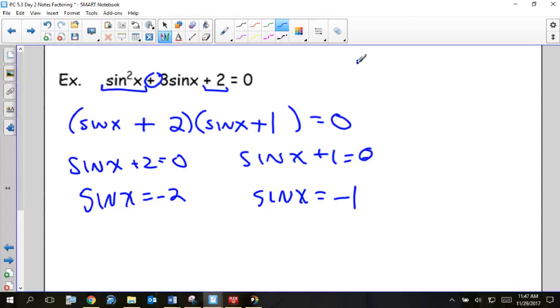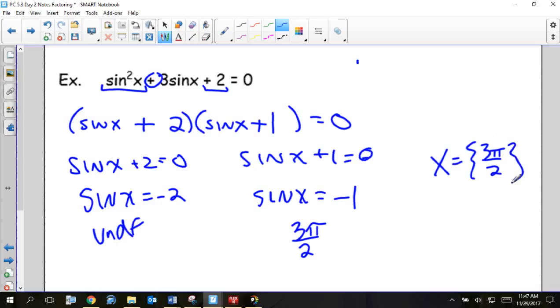And I'm going to say, where is sine x equal to negative 2? Never. It's not, right? So it's undefined. We're not going to use that piece of information at all. How about where is sine x equal to negative 1? 3 pi over 2. You could say negative pi over 2 if my restrictions in the directions were different. This says to go from 0 to 2 pi. So 3 pi over 2, I only have one answer. You don't need fancy brackets for one answer, but I'll put it in anyway.